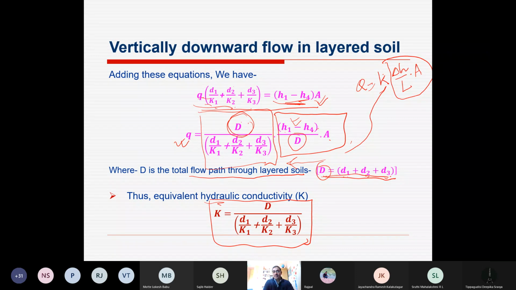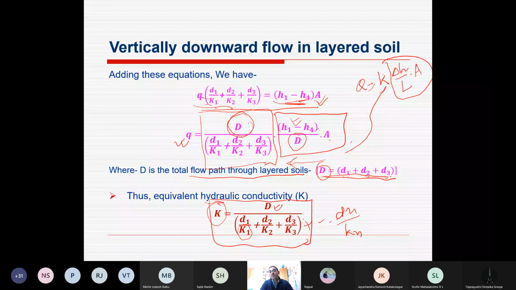So we can have simply any layered system, where D is the equivalent depth of all layers, plus something like Dn by Kn. So we have the depth of each layer and hydraulic conductivity measured layer-wise. We need to find the equivalent condition to make it more precise in terms of water movement in the soil system. So this is another application of Darcy's law to find out vertical or downward flow in a layered soil system. Any query if you have?